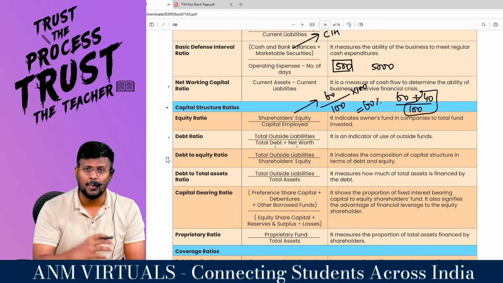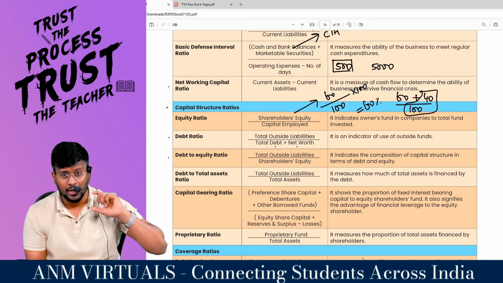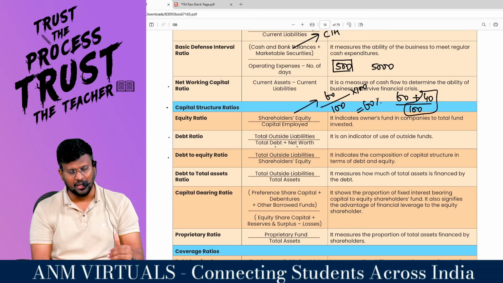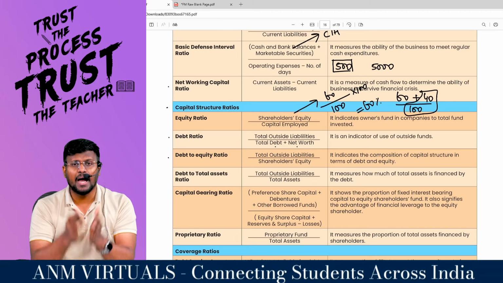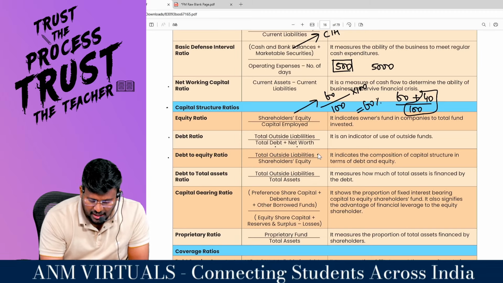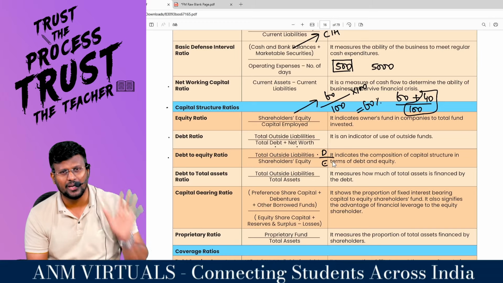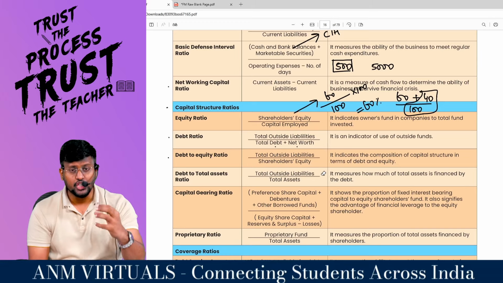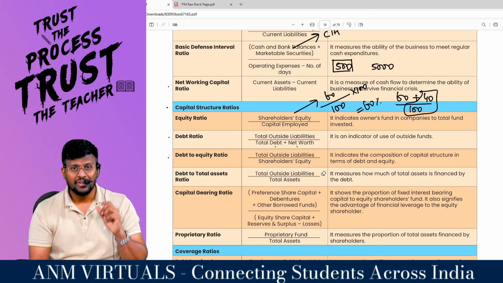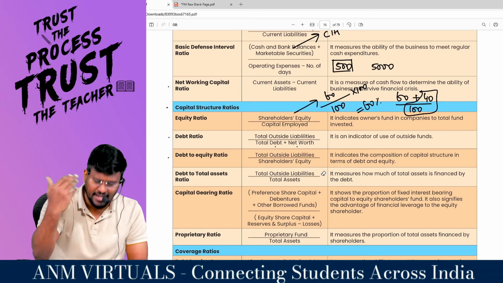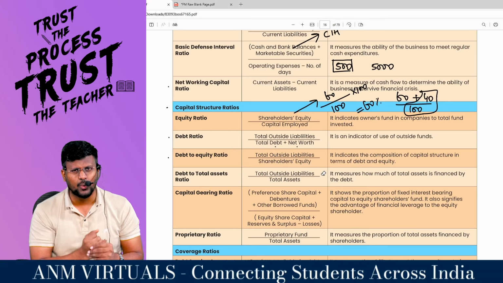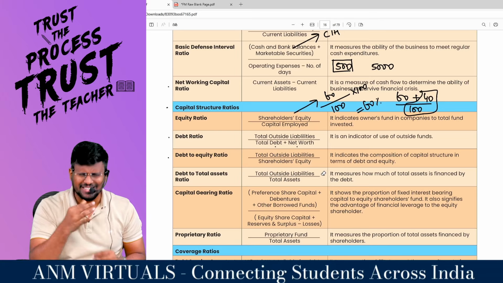Then what about the debt equity ratio? We talked about the current ratio, current asset divided by current liability; the same way, debt divided by equity. If I have this much equity, how much debt do I have? So total outside liability, which is debt, divided by equity, which is shareholders equity. Comfortable? Can you say the formulas till now? Equity ratio is equal to shareholders equity divided by capital employed. Debt ratio is equal to total outside liability divided by capital employed. Debt to equity ratio is equal to total outside liability, that is debt, divided by equity.